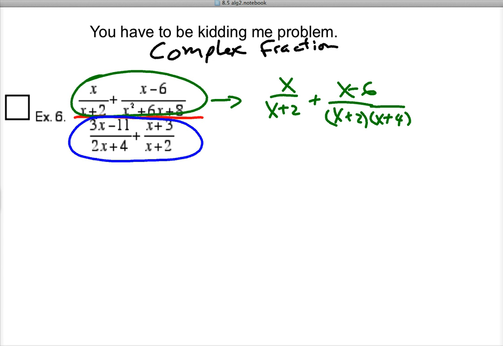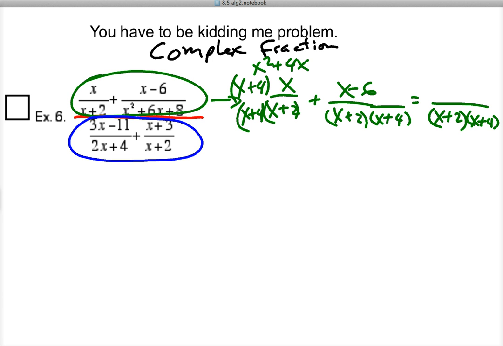Common denominator would be x plus 2, x plus 4. All I need on the left-hand side is an x plus 4. So I got x plus 4 times x. That would give me x squared plus 4x. That's what that would turn into. And then I got x squared, 4x and x. Add those together is 5x. And there's a minus 6.